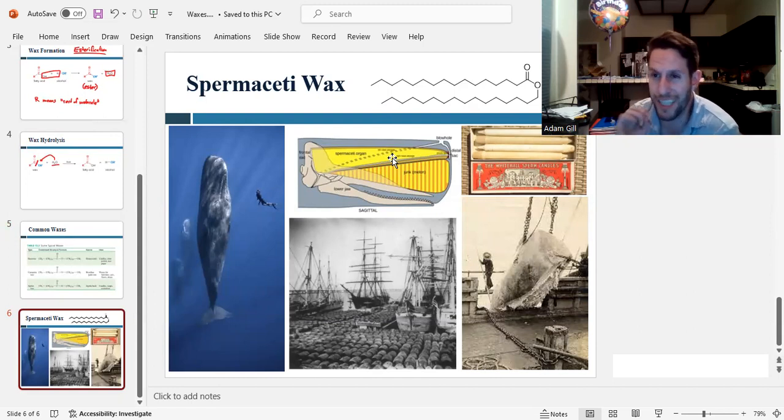So the whales make those clicking sounds. And then when the clicks come back, the spermaceti wax helps them interpret the 3D location that the sound waves are coming from. And so that's how they can navigate in the ocean in total darkness.